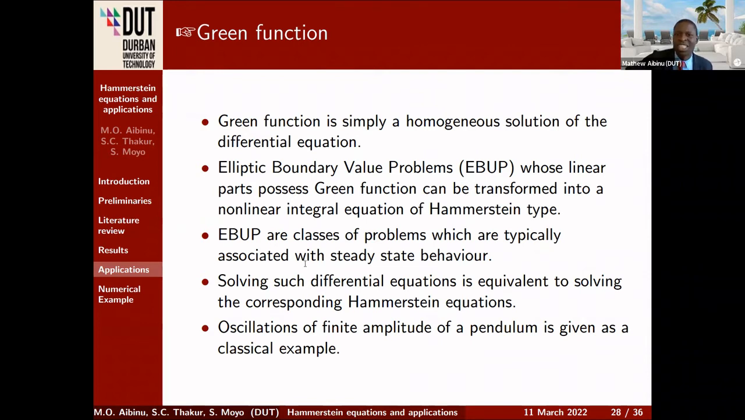Elliptic boundary value problems are a class of problems which are associated only with steady state behavior. They are independent of time. Solving such a differential equation is equivalent to solving the corresponding Hammerstein equation. And oscillation of finite amplitude of a pendulum is given as an example.